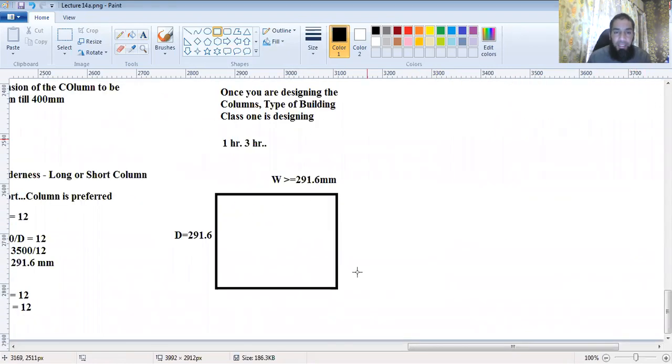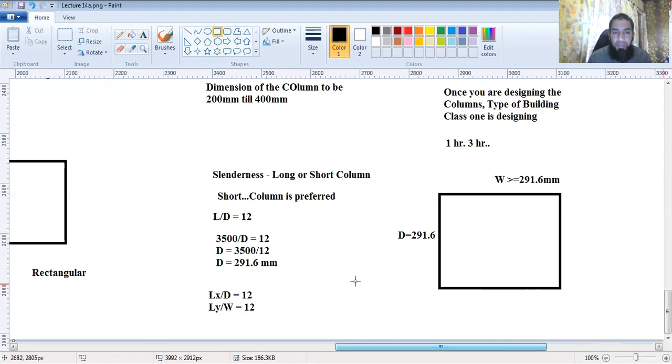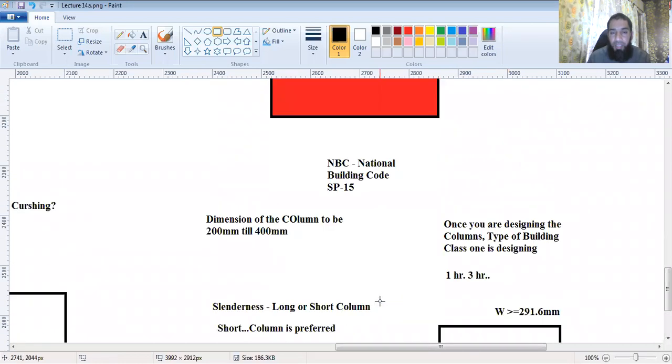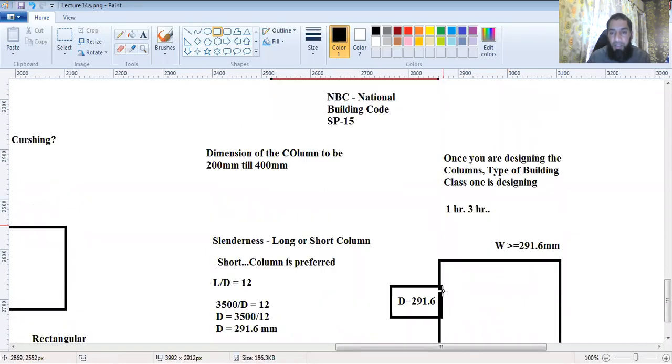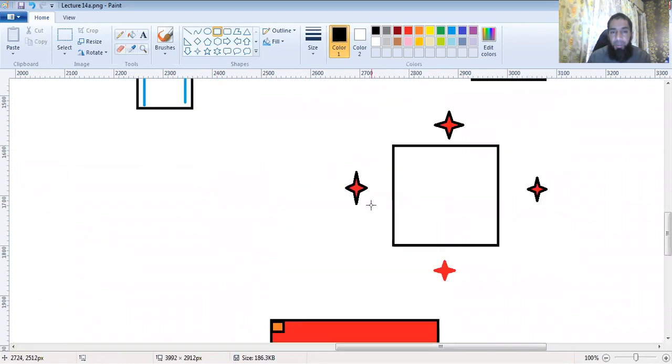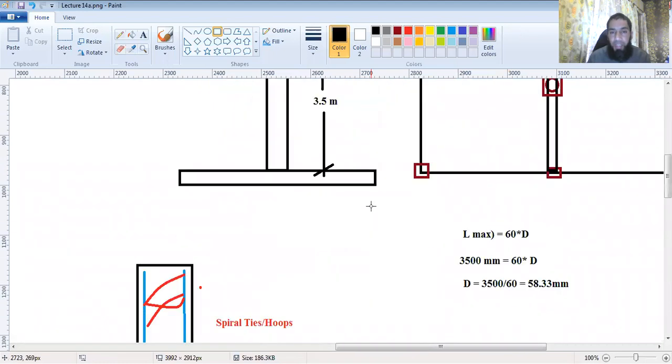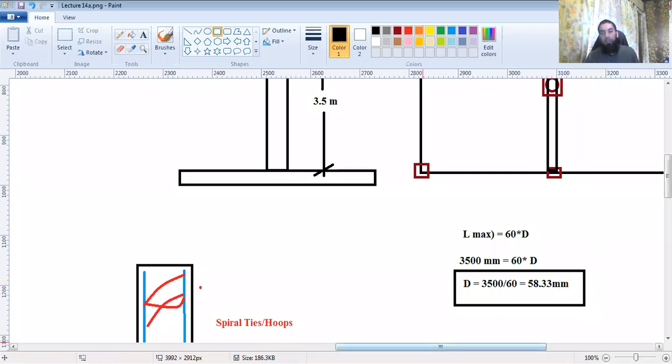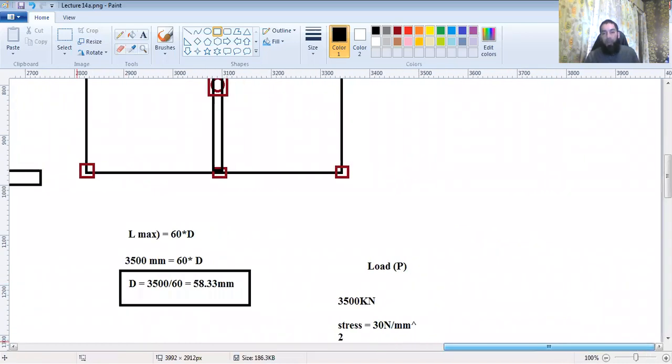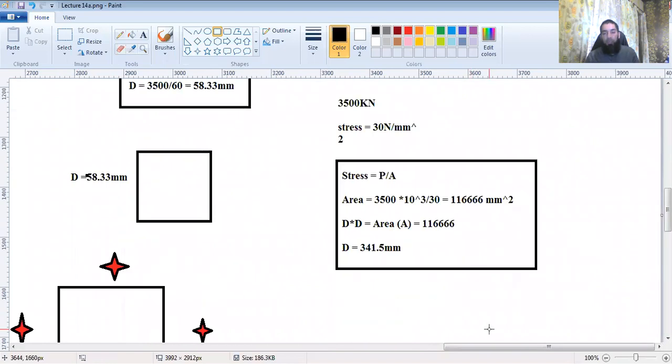And these were the minimum values. This was the minimum as per the consideration of the slenderness. As per the consideration of fire resistance, the minimum was this, 200 to 300, 400 for different fire ratings. And as per the consideration of it not being, you can just assume a cylinder, but the maximum limit is 58.33. So now what do we get?